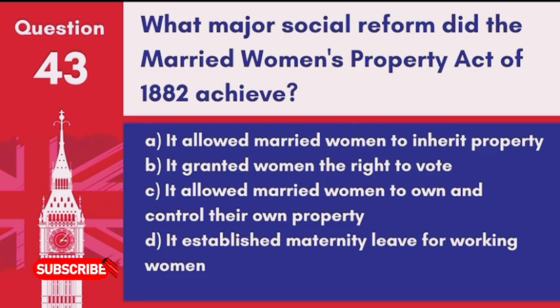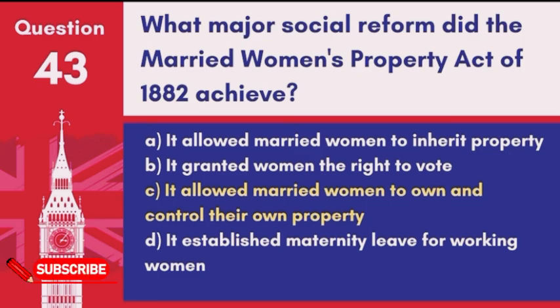Question 43. What major social reform did the Married Women's Property Act of 1882 achieve? A. It allowed married women to inherit property. B. It granted women the right to vote. C. It allowed married women to own and control their own property. D. It established maternity leave for working women. Answer: C. It allowed married women to own and control their own property.